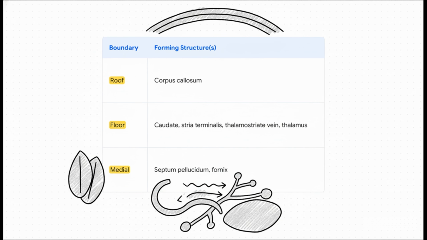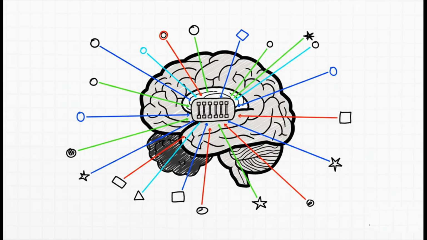A fantastic way to remember that order is the mnemonic, cars sometimes try things. And for the medial wall, you've got the septum pellucidum and the fornix. And this just perfectly illustrates the clinical importance.